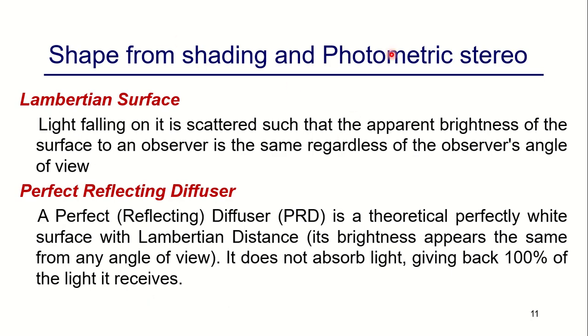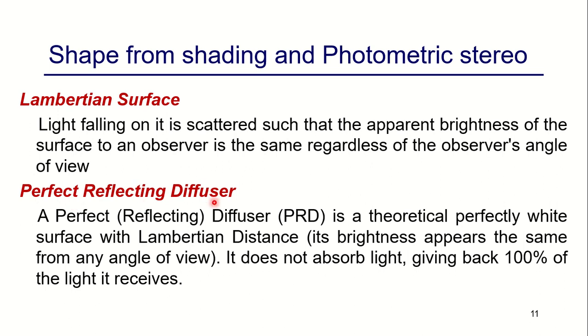Shape from shading and photometric stereo. Lambertian surface. Light falling on it is scattered such that the apparent brightness of the surface to an observer is the same regardless of the observer angle. So in whatever angle you are viewing the surface, it appears to have uniform brightness all over the surface. Such a surface is called a Lambertian surface.